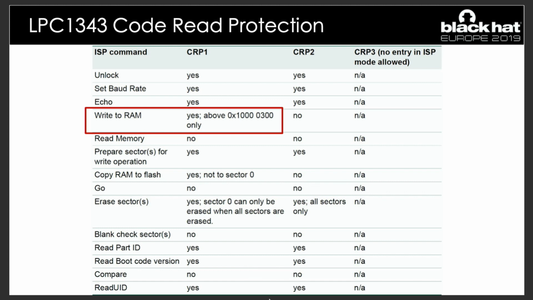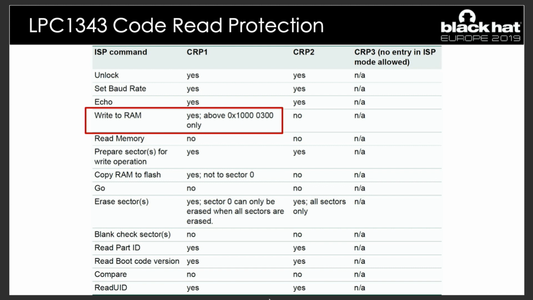Like the STM32, the LPC1343 has 3 levels of protection: CRP1, CRP2, CRP3, with more restrictions. CRP3 doesn't allow anything, as we can see. When developers program these devices, sometimes they don't really know the difference between these different protection levels. So they will go with the easiest one to program, which is CRP level 1.